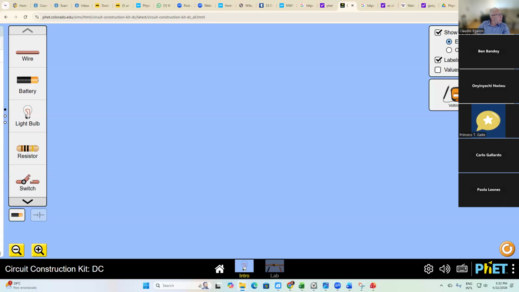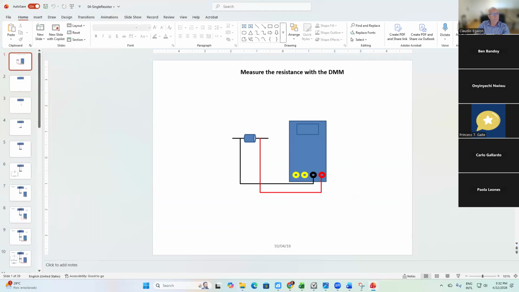Lab slides. Single resistor. Right in here. Okay, here is the digital multimeter that we use there at LA Harbor. It's exactly like that. It's a smaller device like this one, has a bluish color. I prefer to show that to my students because that's exactly the device that we use at LA Harbor.